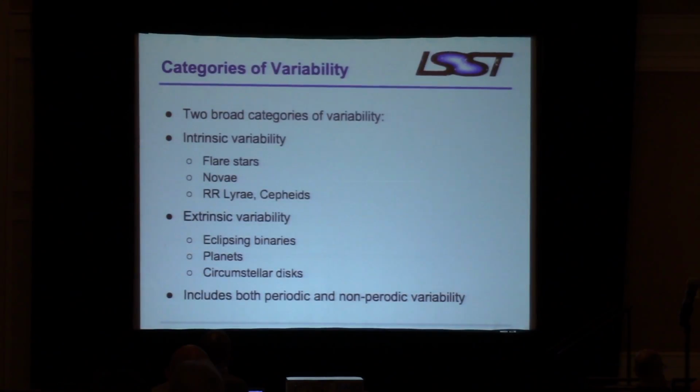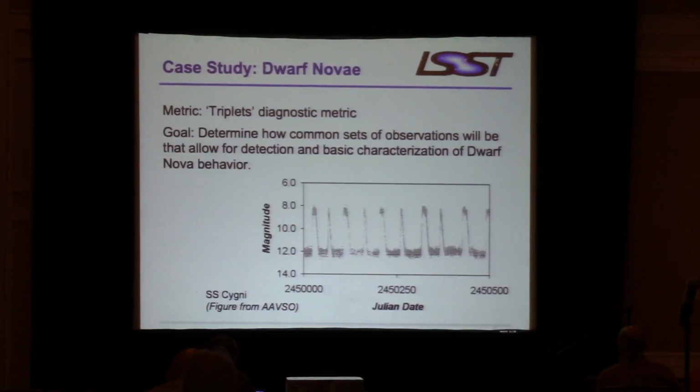And then anything that's an extrinsic variability. So eclipsing binaries, transiting or microlensing planets, circumstellar disks, anything that's beyond the surface of the star and is still having an effect. That's a very, very large category of a whole lot of fairly unrelated things, aside from the fact that you can observe these by watching a star change. This also includes both periodic and non-periodic variability. So this is a very, very big category with a lot of very different things in it.